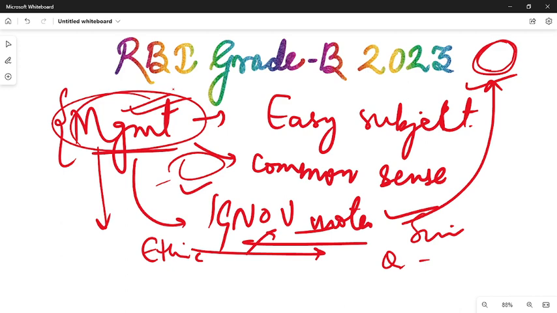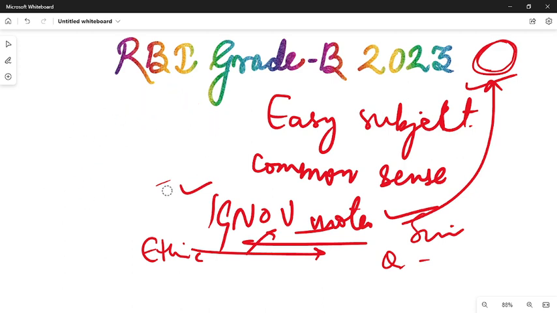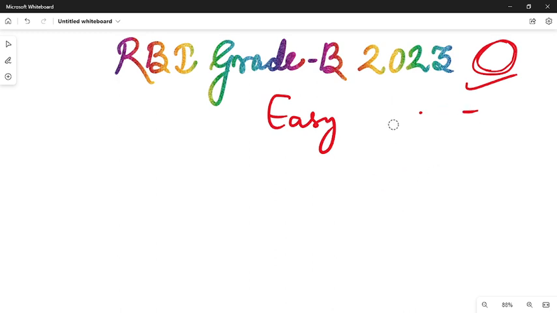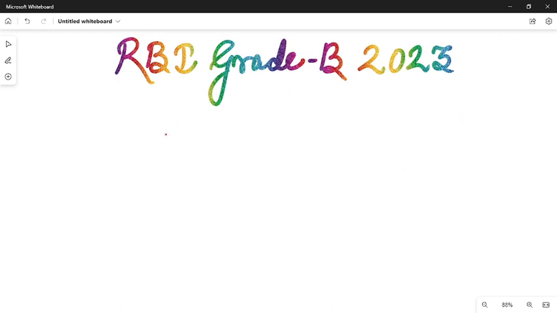So that you can do, but otherwise management is strictly static and there is not much effort needed to cover the management portion in this particular examination. So these are the sources which I personally referred, and you can definitely go through these sources in order to prepare well. Let's talk about the last section of this particular examination, that is the English descriptive.